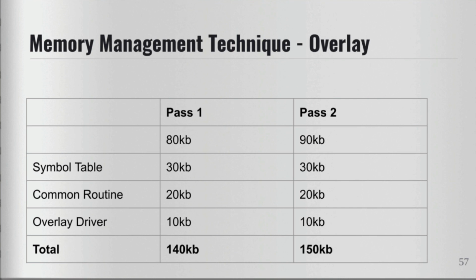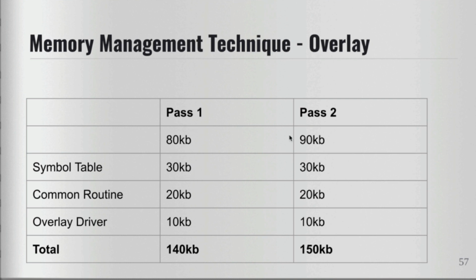Okay, so now if we bring pass 1, pass 1 size will be 80 KB. Again, like I said, symbol table, common routine, these programs need to stay in the memory. And for the overlay concept, we need to have the overlay driver also. So 30 plus 20 plus 10 needs to be there in the main memory for both programs. That's why I put that in both situations.